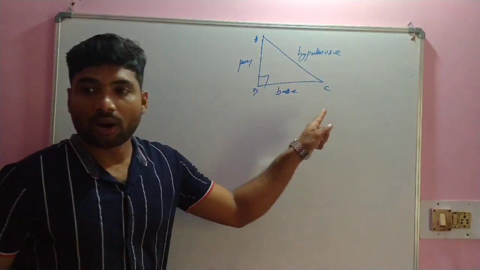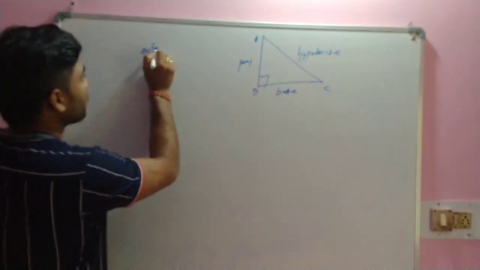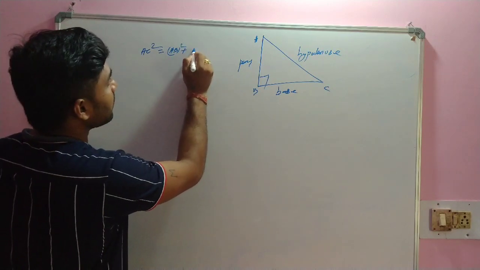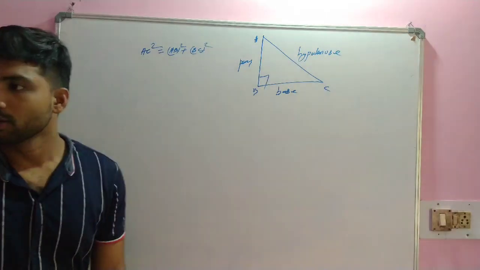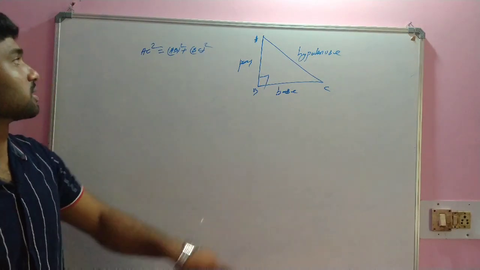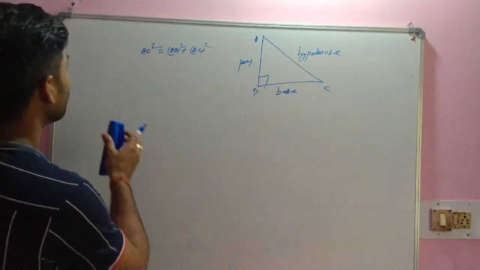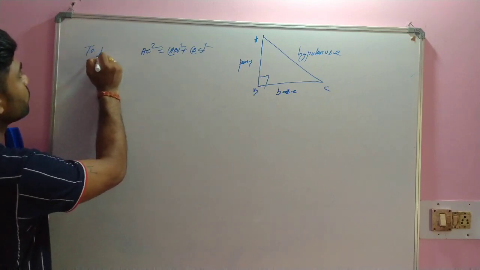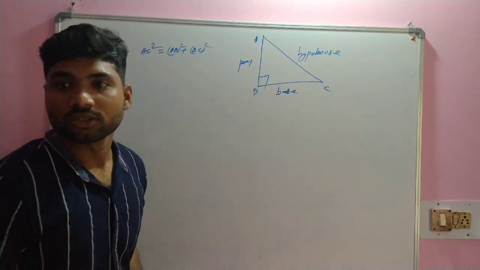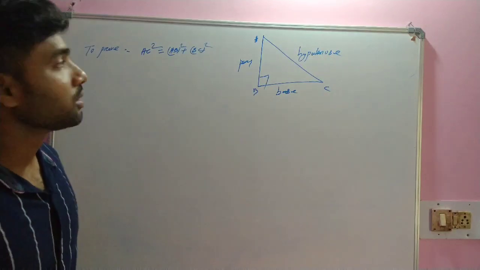According to the Pythagoras theorem, the square of AC equals the square of AB plus the square of BC. Can you prove it? How can you prove it? Suppose we have to prove AC square equals AB square plus BC square.